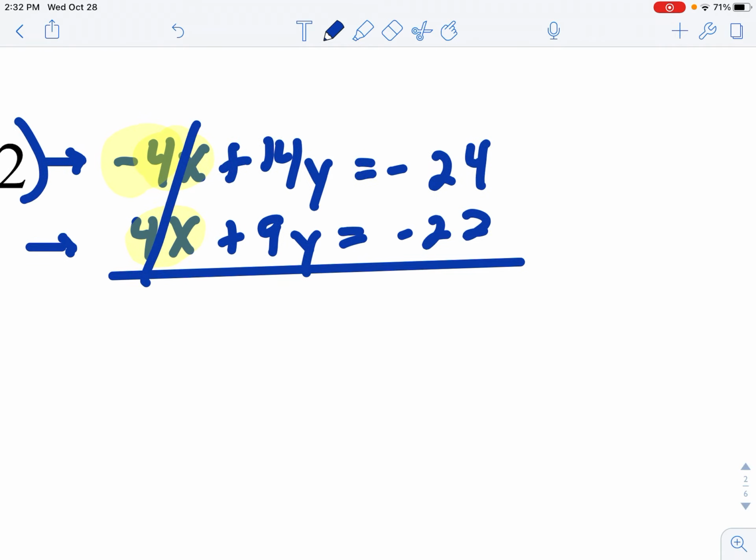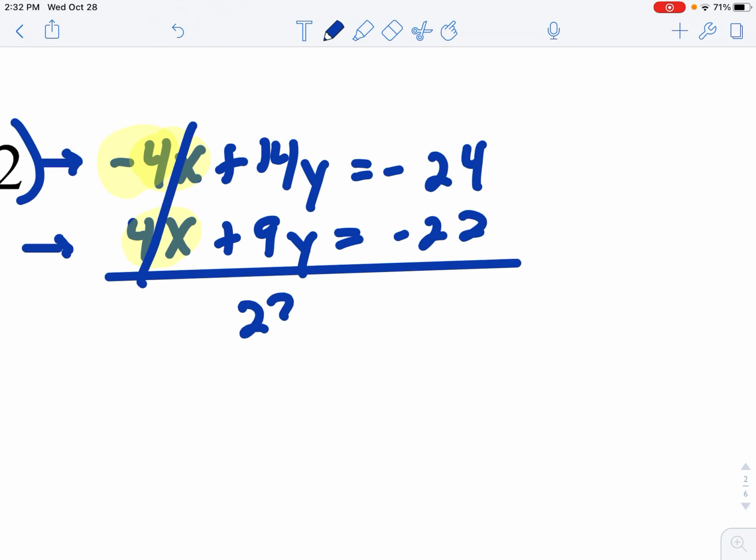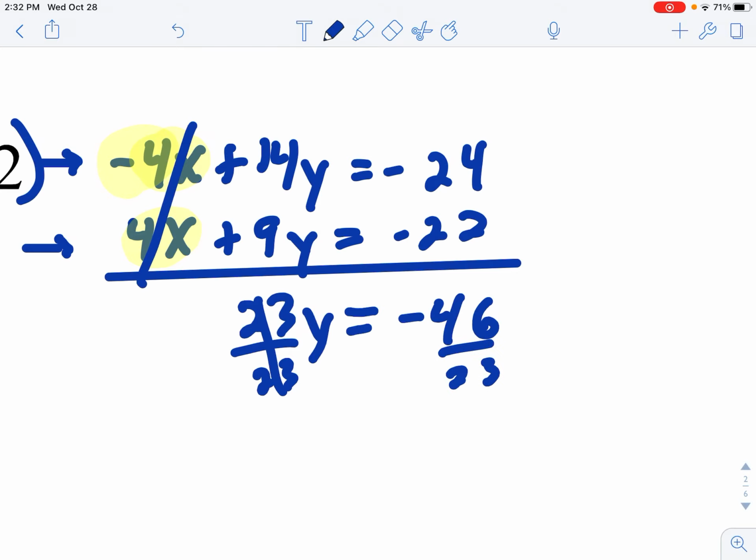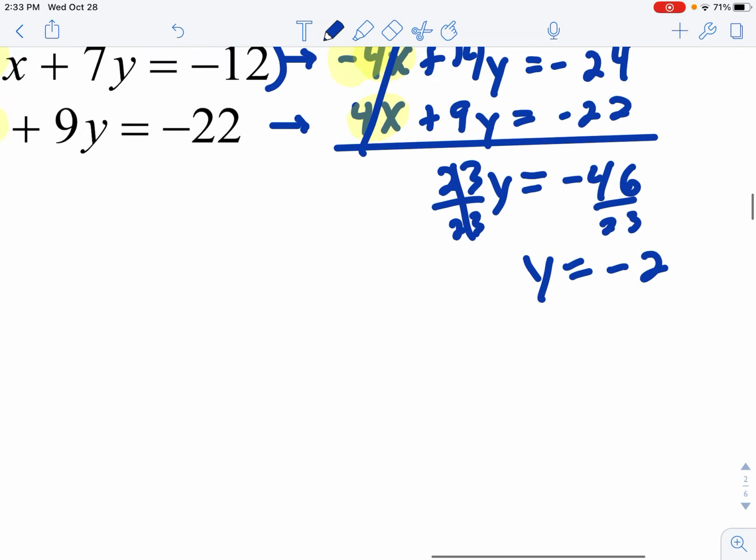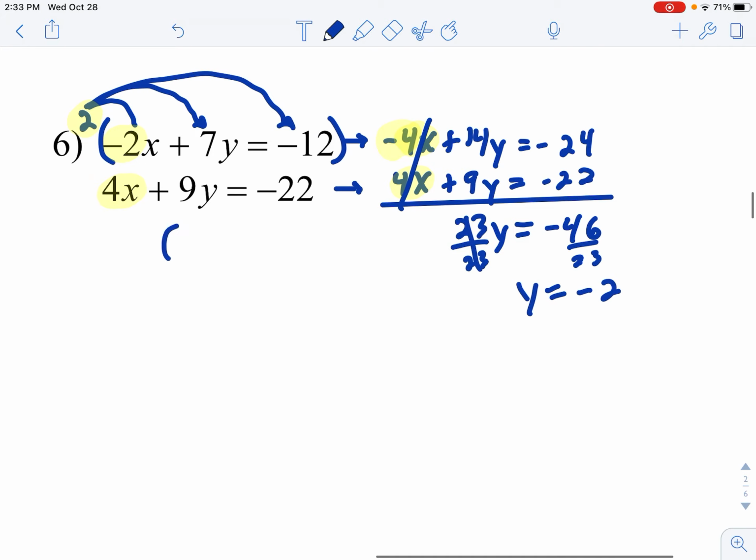14y plus 9y. 14 plus 9 is 23y. Negative 24 plus negative 22 is negative 46. Divide both sides by 23 to isolate y. Negative 46 divided by 23 is actually negative 2. We get a nice whole number. So that's half our answer, x comma y.